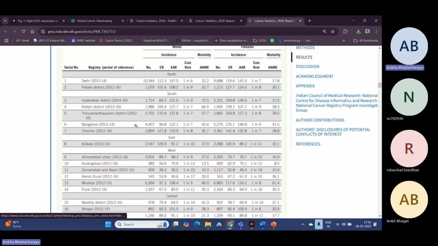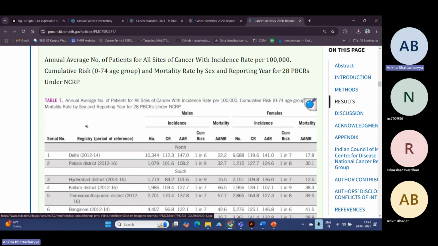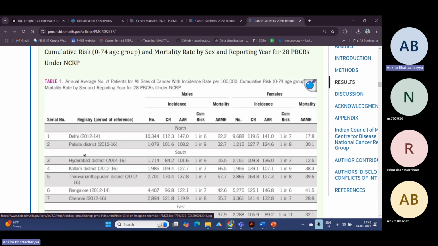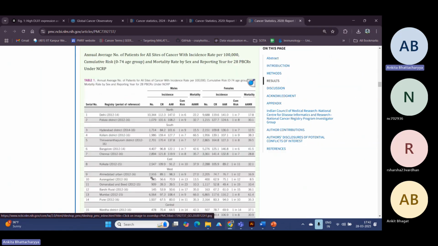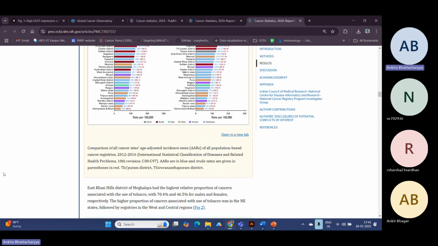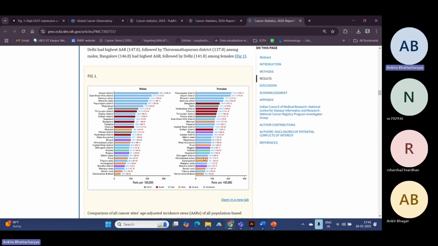So yeah, if you look here, you'll find information about the average number of patients with their incidence rate per 100,000 in different states. You'll find a sex-wise separation. You'll find overall cumulative risk. You'll find mortality. And it also takes into factor the sex bias, so that has been represented separately. Apart from that, you can see this representation of age-adjusted incidence rates or age-standardized incidence rate as well.